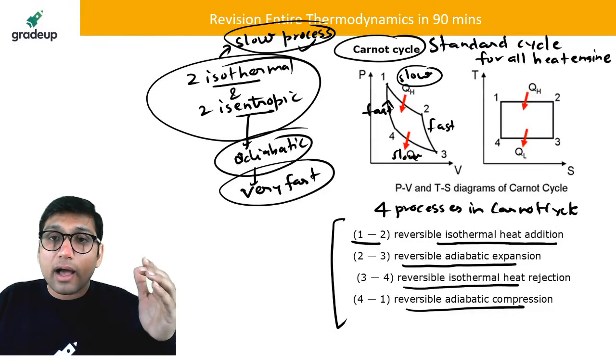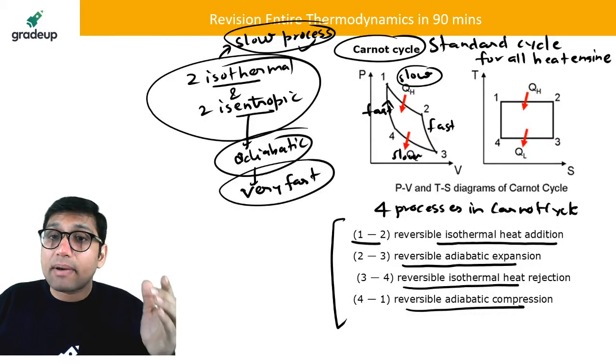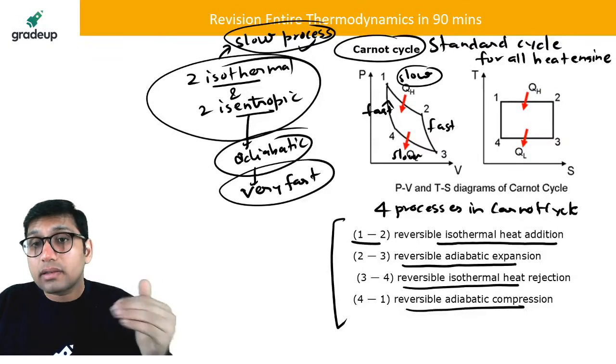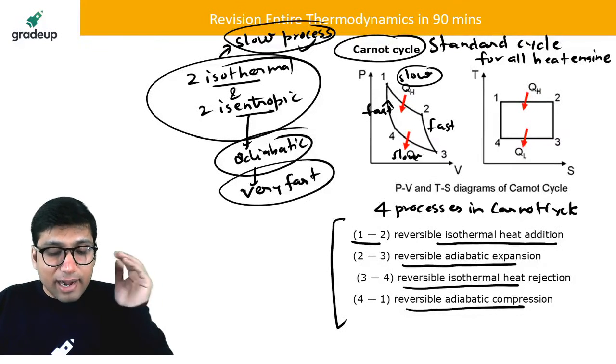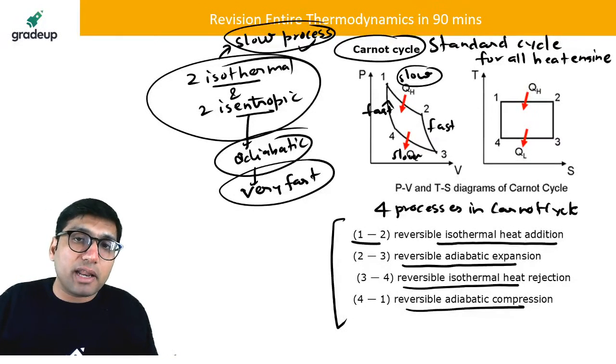But in a cycle, it is not possible to have a process which is very slow and very fast. Not possible. That is why the Carnot cycle is very difficult to achieve, my dear students.